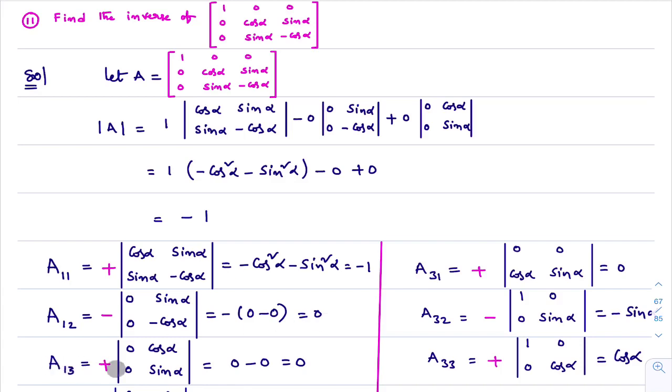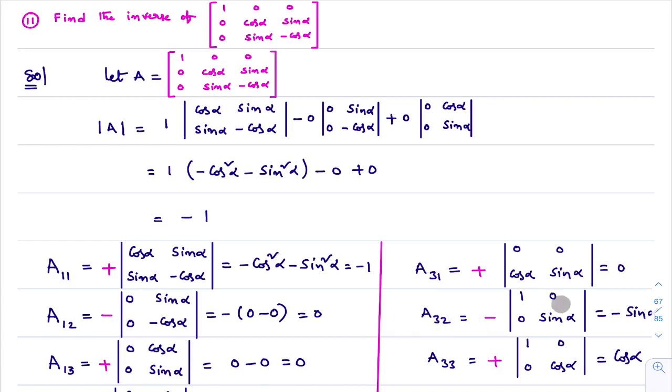Now for A13 you will write the plus sign. This is the minor of the element present in first row, third column. How will you get this? This is the determinant obtained by deleting first row, third column. Delete the first row, third column. Determinant of 0 cos alpha 0 sin alpha. When you simplify this, 0 into sin alpha, 0 minus 0 into cos alpha is 0. Finally you will get 0.